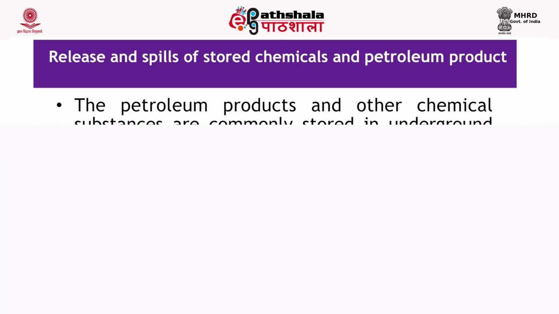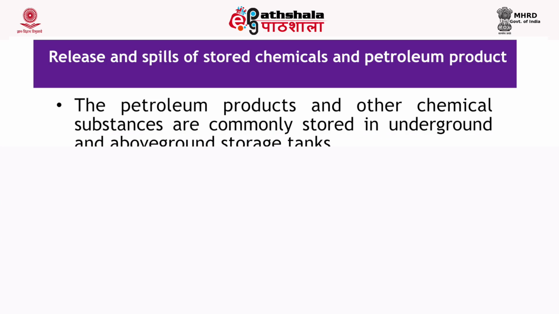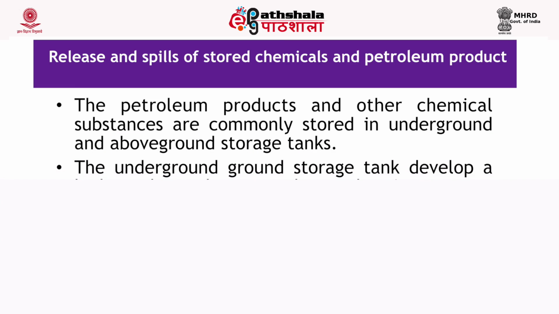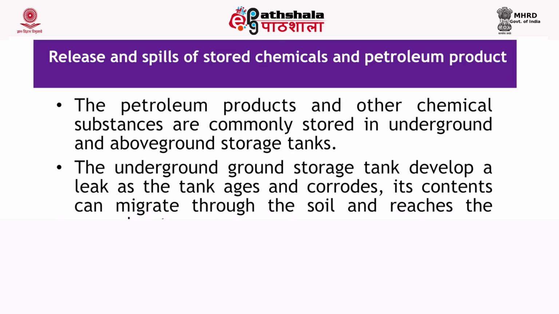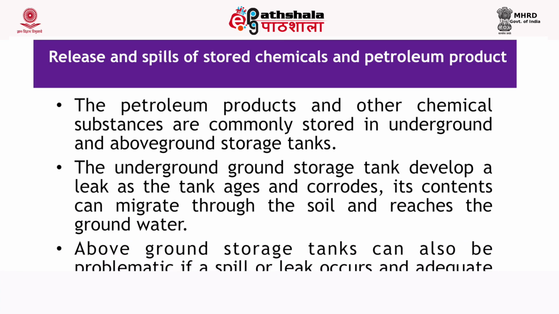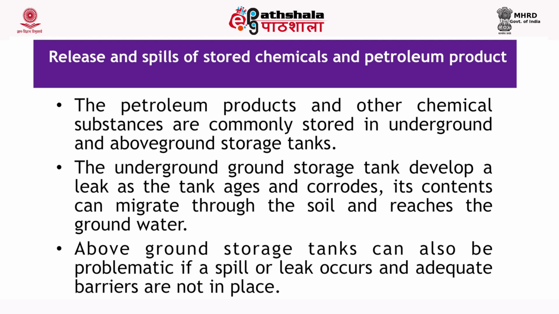Petroleum products and other chemical substances are commonly stored in underground and above ground storage tanks. The underground storage tank can develop a leak. As a tank ages or corrodes, its contents can migrate through the soil and reach the groundwater. Above ground storage tanks can also be problematic if a spill or leak occurs and adequate barriers are not in place.